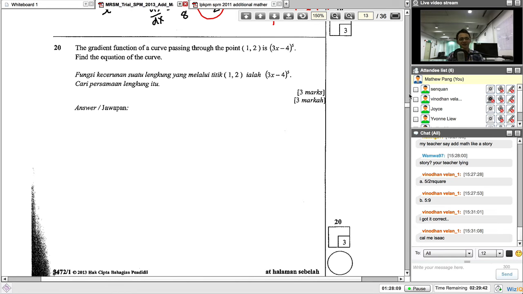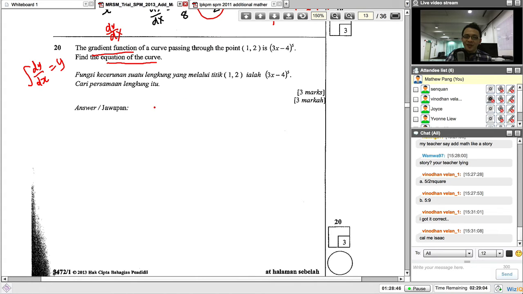Alright, the gradient function of this one will pass through this point. Find the equation of the curve. What's the gradient function? The gradient function is dy/dx. So if they ask you to find the equation of a curve, what I always understand is that when I integrate my gradient function, I will actually get y. Most of the time, if the question asks you to find the equation of the curve, especially in SPM, just integrate dy/dx, that's all.